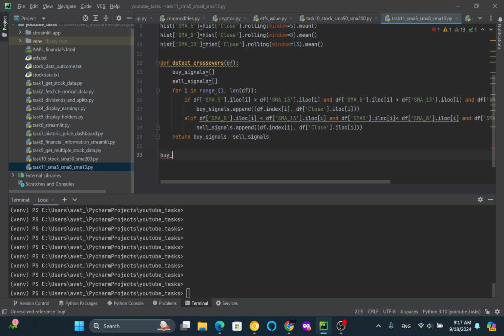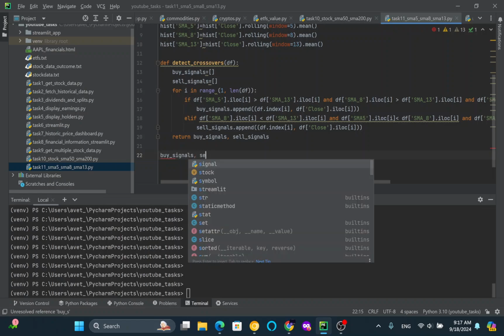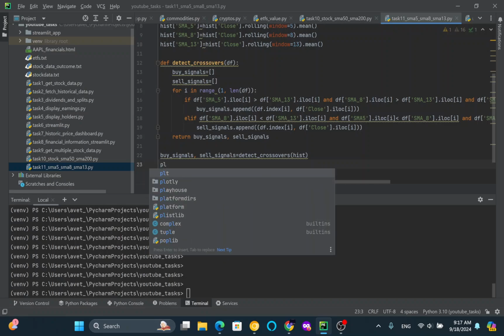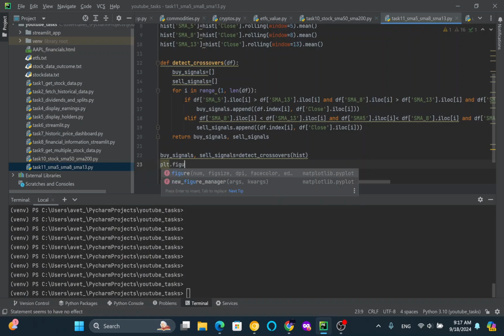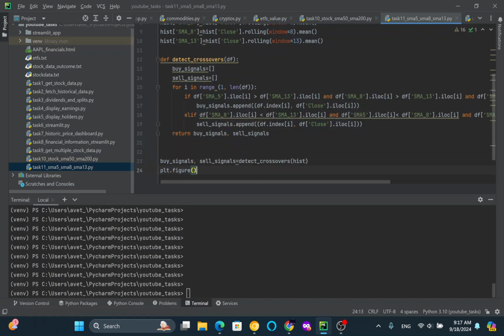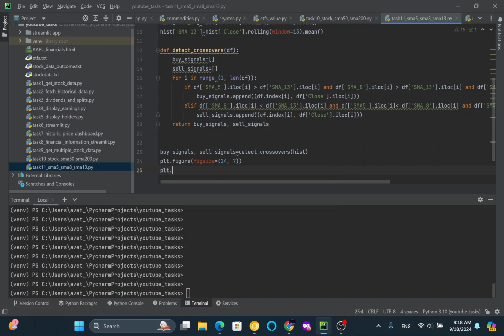Buy signals, sell signals are our function for the historical data we got. Plot figure. Now we're going to display all of the data required. Size equals 14.7. PLT out.